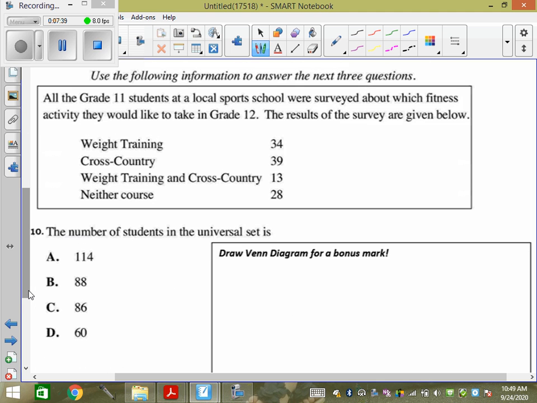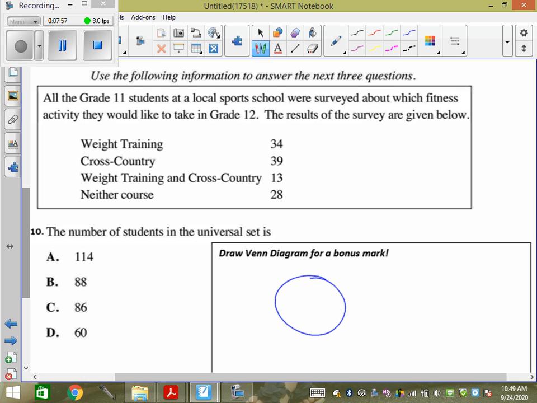Now this one's different than the last one because it doesn't have what? Only. So when it doesn't have only, we have to remember to subtract. So we have the grade 11 students at a local sports school were surveyed about what fitness activity they would like to take in grade 12.